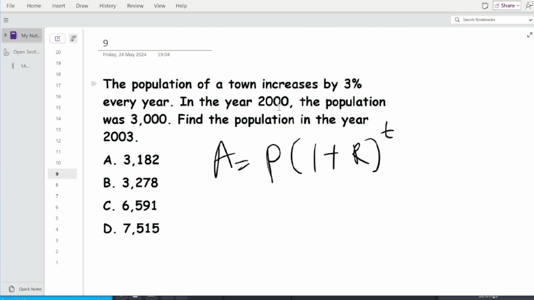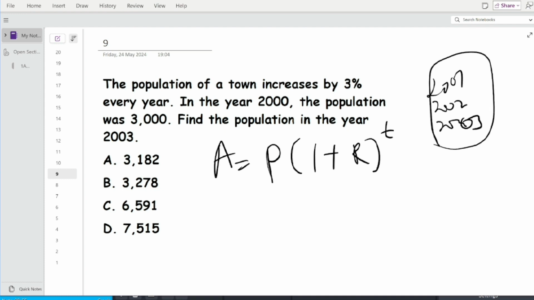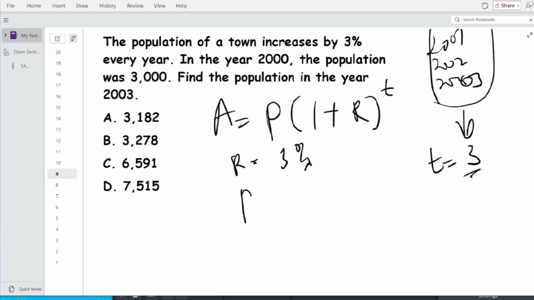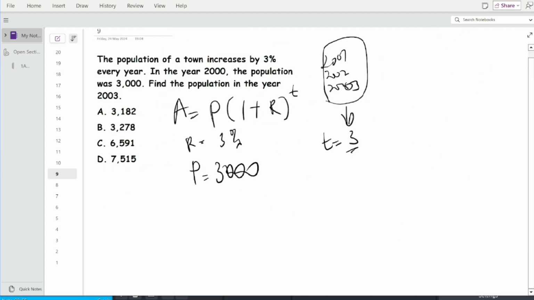So you have the year 2000, and the next years are 2001, 2002, and 2003. These are 3 years. So our T is 3. Then our R, which is the rate, is 3%. Our principal, or this time our initial population, or our first population, is 3,000. So with this, we can find the population in the year 2003.